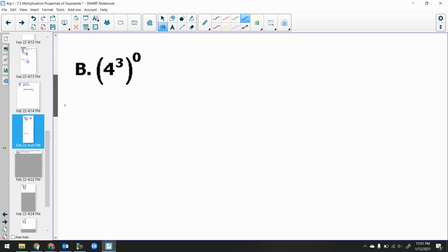Let's keep it going. Anything to the 0 power, oh, that's easy, 1. You can also think about it this way: 4 to the, what's 3 times 0? 0, which would get us back to 1 as well.